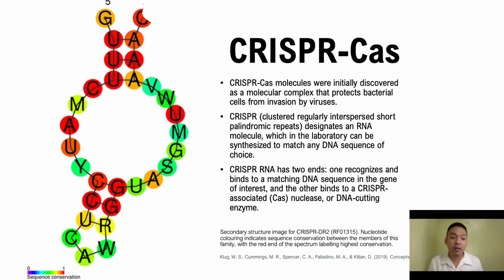So you can see in the diagram on your left is a secondary structure image for the CRISPR DR2 RFO1315, in which the nucleotide coloring indicates the sequence conservation between the members of this family, okay, with the red end of the spectrum labeling highest conservation.